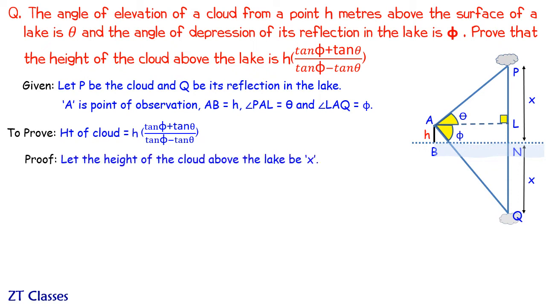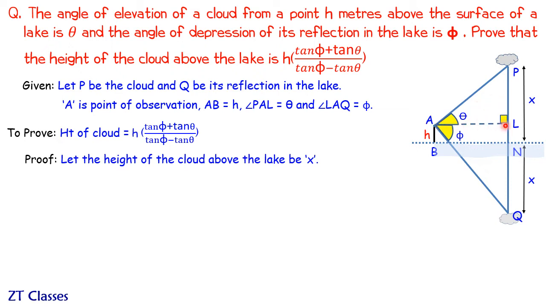So let the height of the cloud above the lake be x. Here if you see, we have two right angle triangles, and you have to use these two triangles to get the value of x. These two triangles have something common between them, that is AL is common between them. So we'll first take the triangle APL.